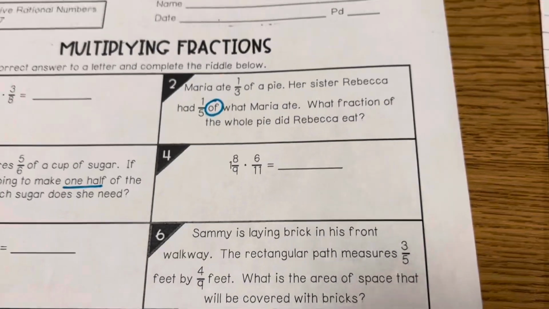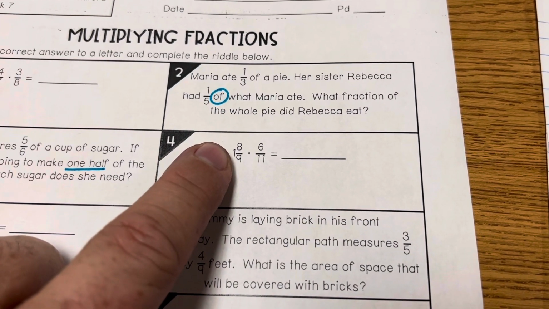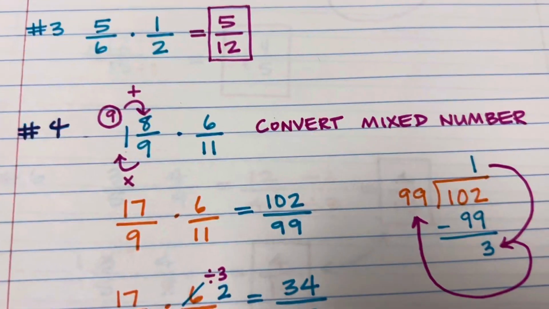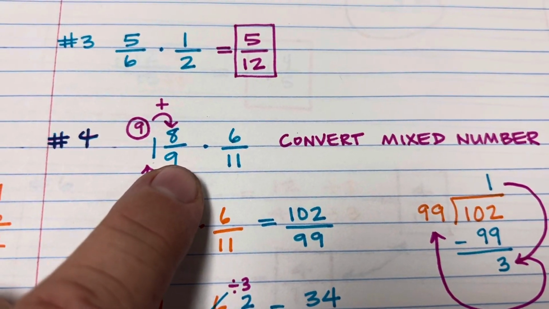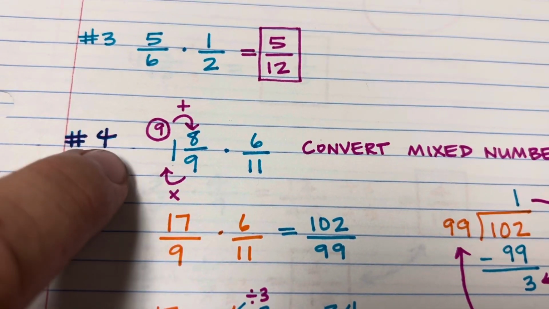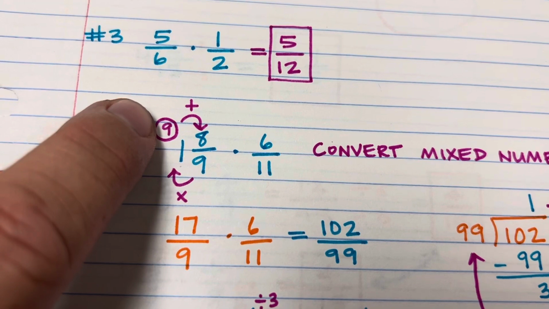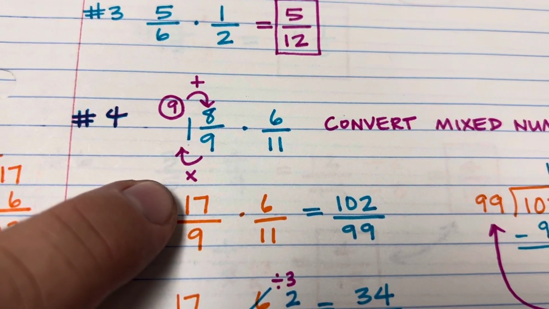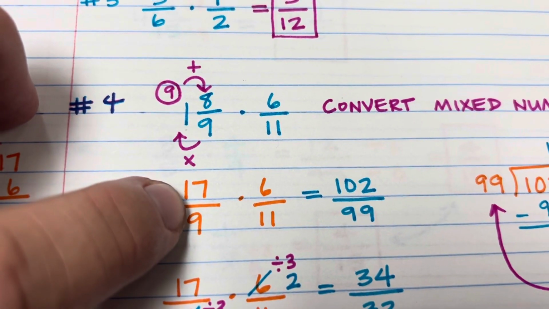Number 4 has a mixed number where you have a whole number in front of the fraction. We cannot multiply like that. You've got to change it. So in class today, we worked on how to convert a mixed number. So the way that we do that is take the denominator of 9 and multiply it by the whole number. So 9 times 1 is 9. And then we add that answer to the numerator. 9 plus 8 is 17. So that's where we get the 17 from. And we keep the same denominator. It was 9 here, so it's still 9.